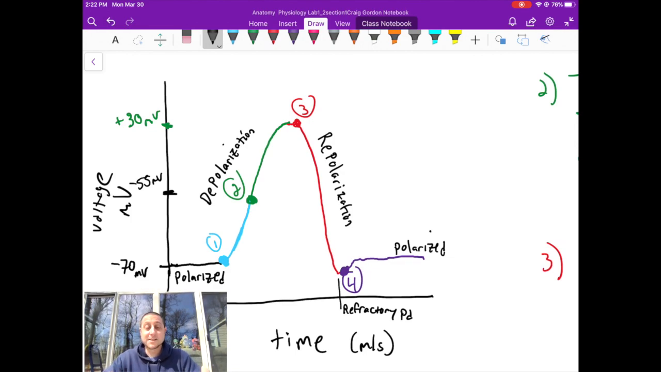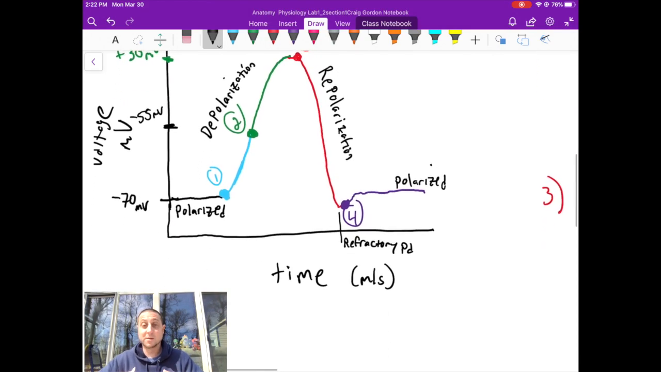All right, so this is the action potential graph. I went through the steps with you. I did it again on the side over here. You have your resting neuron, gets depolarized, goes up, gets repolarized, refractory period, and then it goes back to being polarized. Now, we can go into a lot of details.